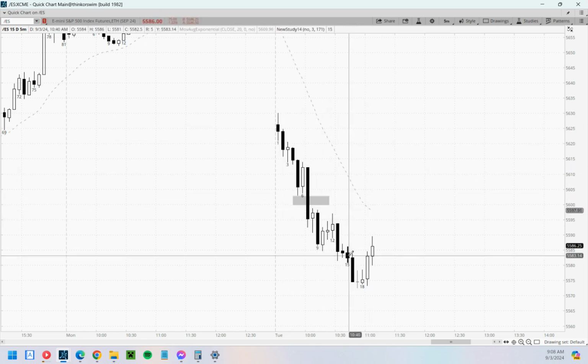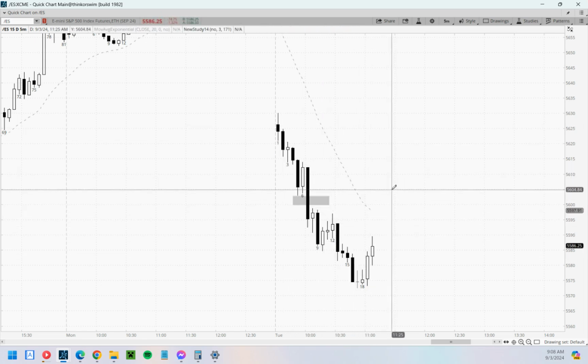Because again, this is a breakout on a higher time frame. We've discussed the 30-minute chart of it today. So it's nice to be back. Nice to be back trading.